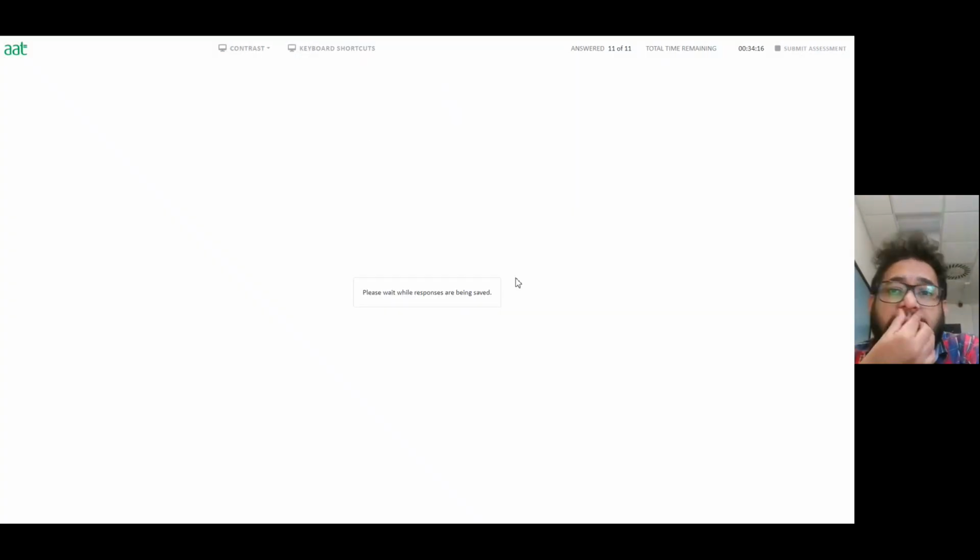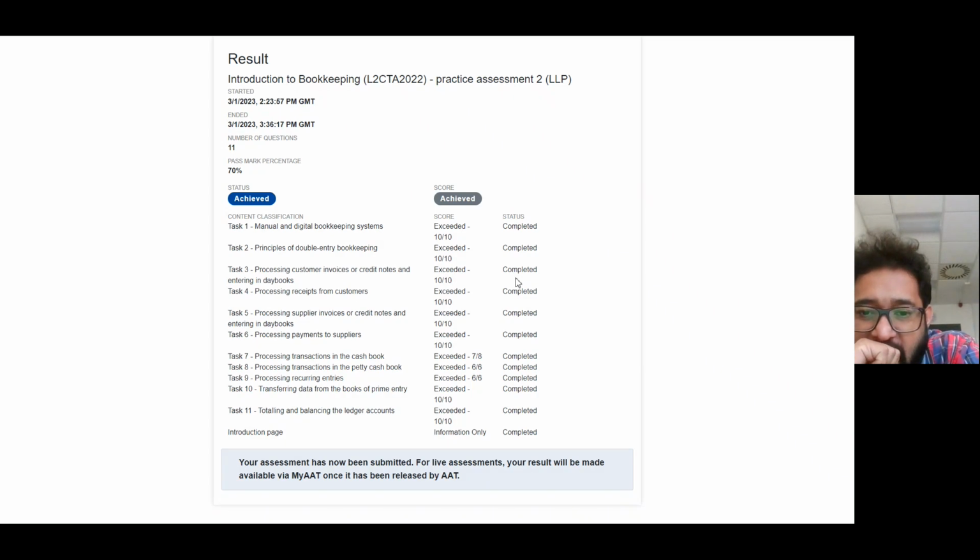And let's see, submitting, how many mistakes I made. There's one mistake on processing transactions into the cash book. Task number 7 there. I lost 1 mark. It's all right. I may have made an error of omitting one of the answers. I'm not entirely sure where I got task 7 incorrect. Let's see here. I don't know where I got it wrong, honestly. It's only 8 marks there. I got 7 marks instead.